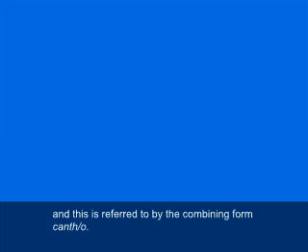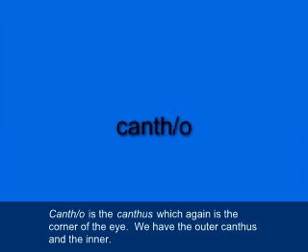Well, then we have the part where the eyelids meet in the corner of the eye. We have the inner corner and the outer corner. And this is referred to by the combining form cantho, CANTH/O. And cantho is the canthus, which again is the corner of the eye. We have the outer canthus and the inner.